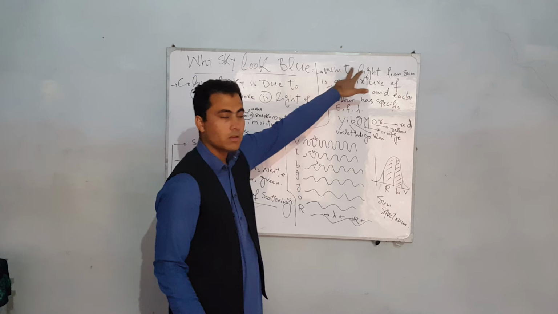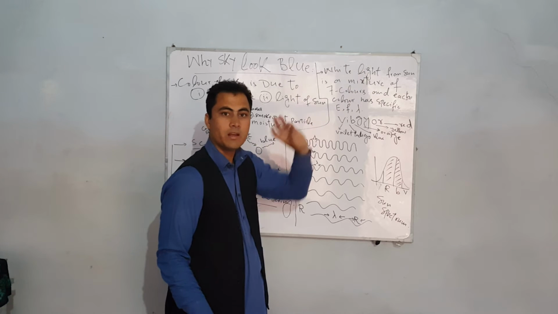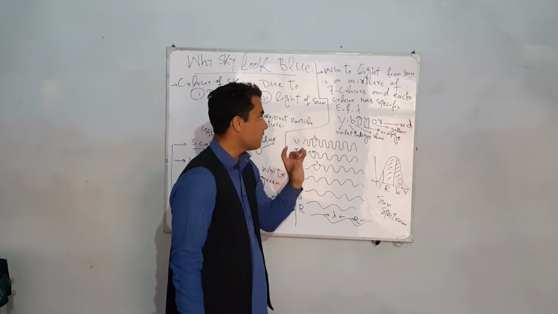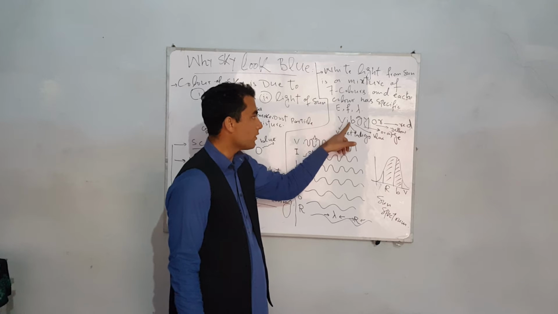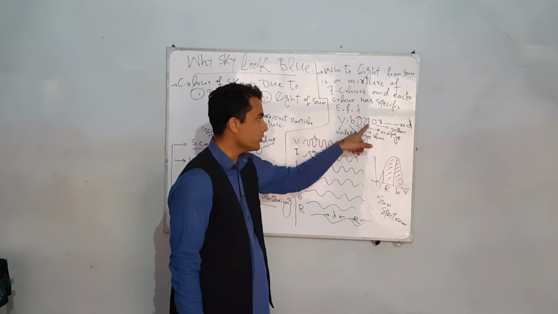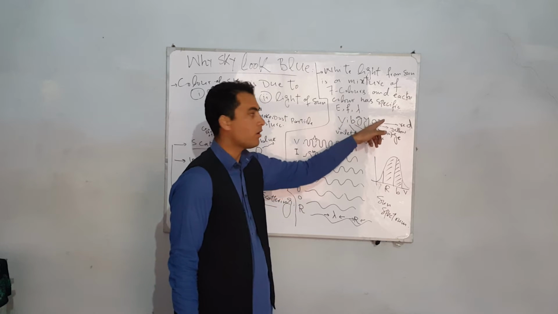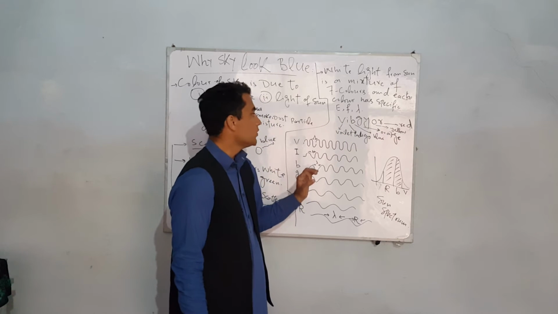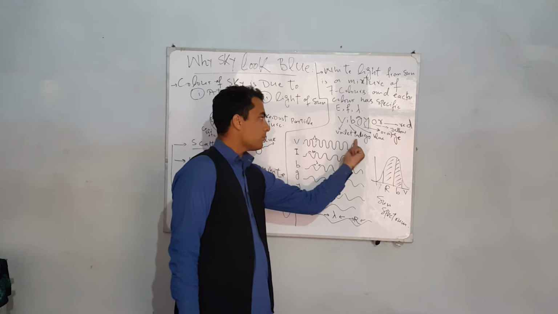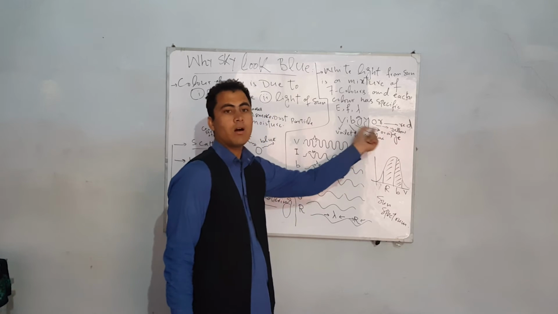Now, the light of the sun basically possesses seven primary colors, and these seven primary colors include violet, indigo, blue, green, yellow, orange, and red, which we can memorize by VIBGYOR. So, these colors possess a particular order.